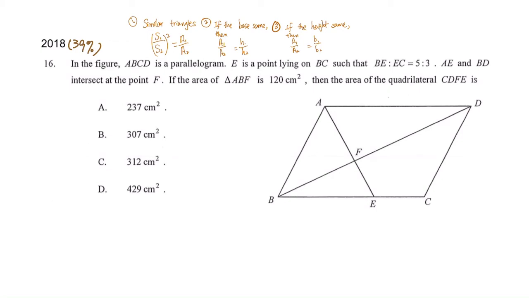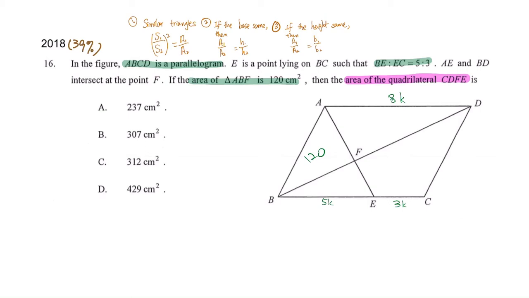And then next, the information is that BE to EC is 5 to 3, the ratio of them. And then we also know the area of a thing, and we have to find the area of this thing. Whoa, cool. So let's get writing all the information. BE to EC is 5 to 3, so the whole thing is 8. Remember, opposite sides are the same, so this is 8k, then this is also 8k. And then we know that this is 120 cm squared because it's written here. Now let's see what we can find.